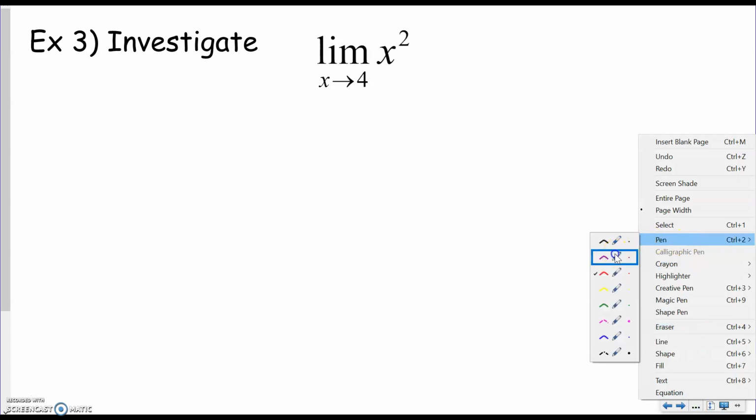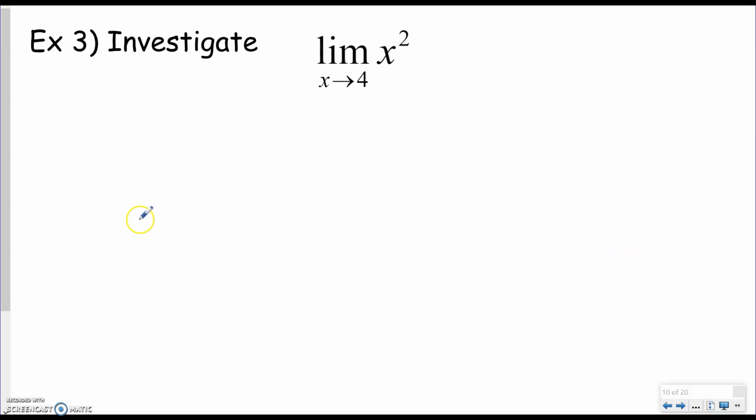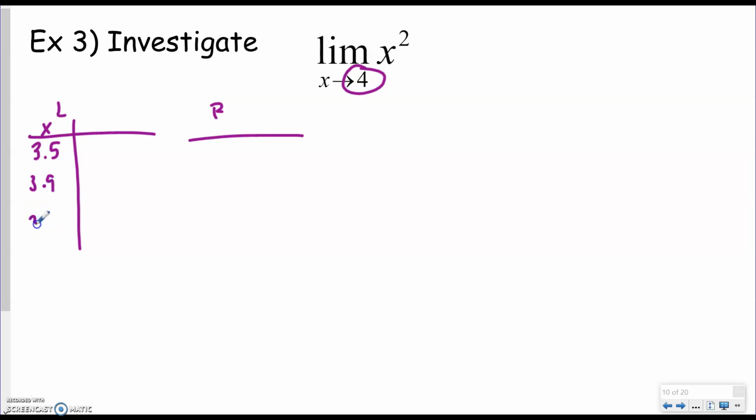Okay, continuing on with our lesson for 0.2, we are going to investigate a couple more limits or verify them numerically. So always looking at the left side and then the right side, and I'm picking values that get closer and closer to our C value there. So if we're getting closer and closer to 4 from the left side, I'm going to start with 3.5 and then do 3.9 and 3.99. If I'm looking at the right side, I'm going to do 4.5, 4.1, and 4.01. And all I'm going to do is plug those into my calculator.